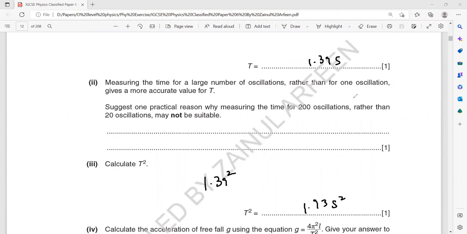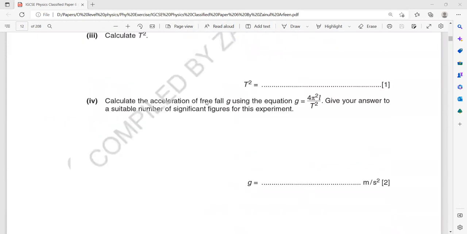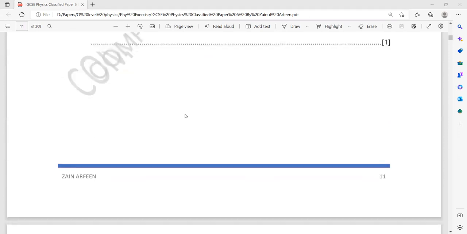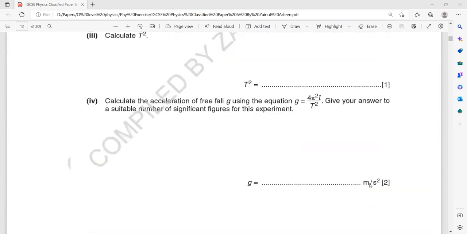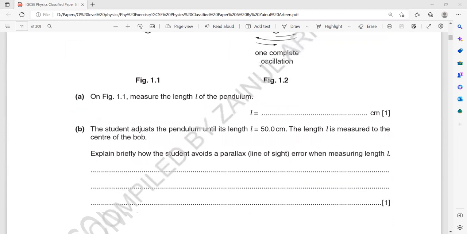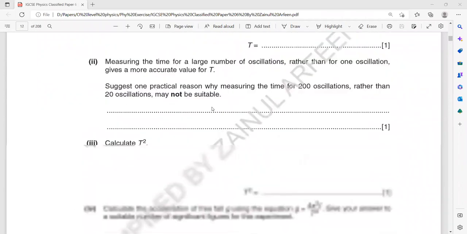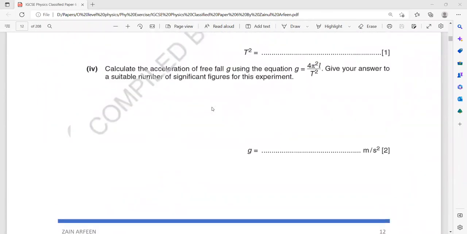Then we have to use a formula. For Paper 6, you don't have to memorize any formula. Calculate the acceleration due to gravity using the formula g equals 4 pi squared L divided by T squared. What is the L here? L we arranged as 50 centimeter, but this should be in meter because the value of g is in meter per second squared. So if you see, it's a continuation of the question. The student adjusted the length to be 50 centimeter, but in meter, it will be 0.5 meter.